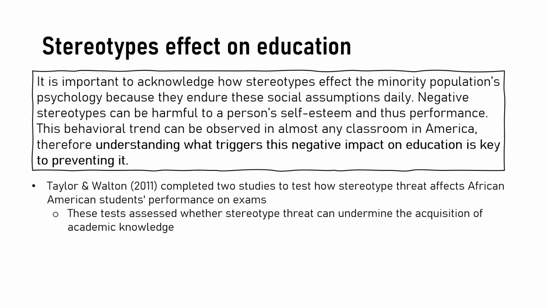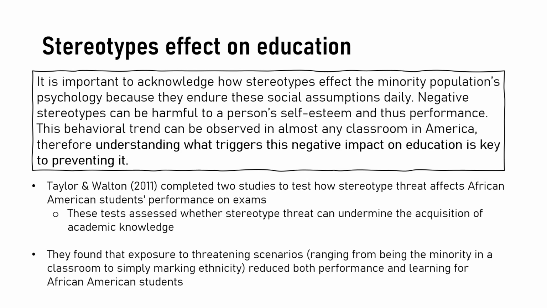Taylor and Walton in 2011 completed 2 studies to test how stereotype threat affects African American students' performance on exams. These tests assessed whether stereotype threat could undermine the acquisition of academic knowledge. They found that exposure to threatening scenarios, ranging again from being the minority in the classroom to simply marking ethnicity, reduced both performance and learning for African American students.